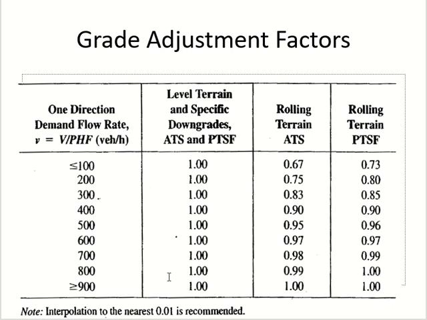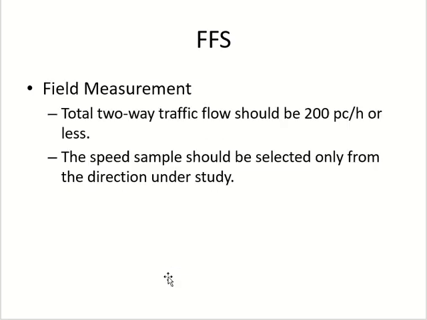Now one more thing which you can see over here is when I come to rolling, I have two columns. Terrain is same in both columns, but this one is for calculation of ATS, average travel speed. This one is for calculation of PTSF, percentage time spent following. Okay, so we are doing it for level of service, remember.